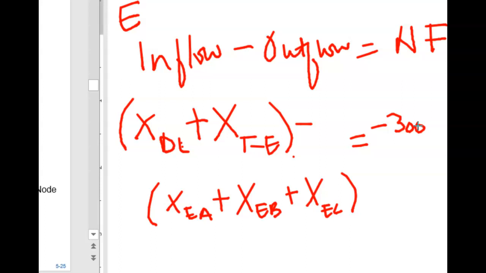But because E is a special case and it's a supply node and a transshipment node, we would add the net flow of 0 to it. That does not change the right-hand side value, and it keeps it at negative 300. But this is just to make sure that if you have another problem where there is a situation like this, where the node is a supply node as well as a transshipment node, then you would do the same procedure for that node as well.